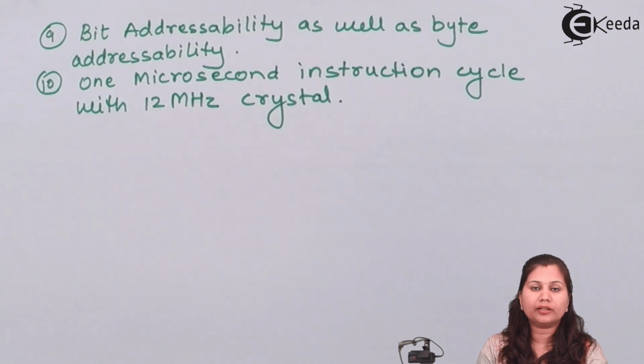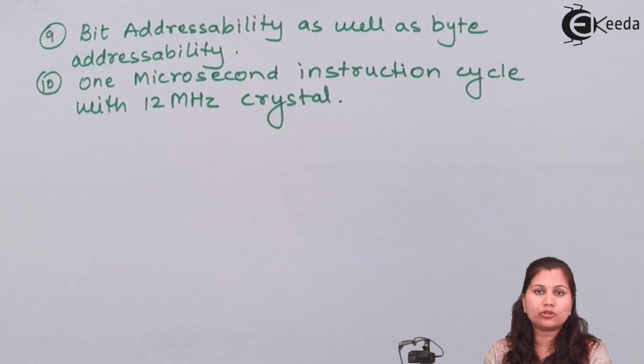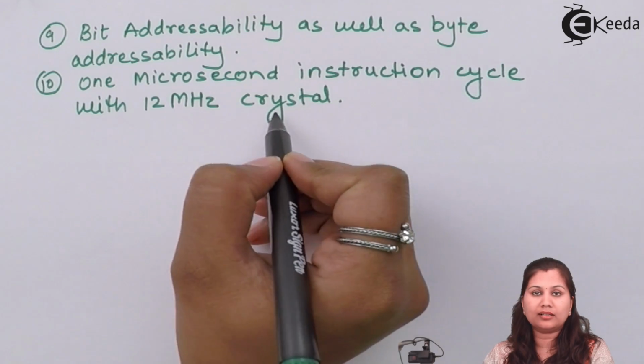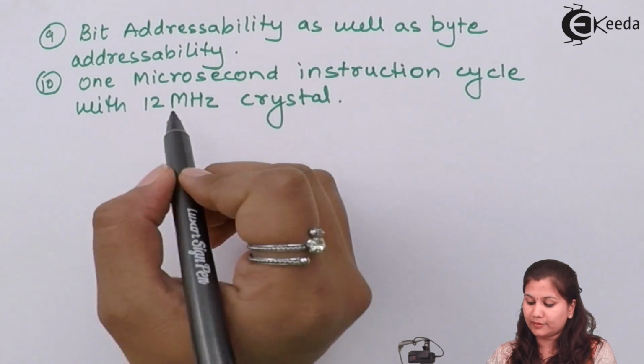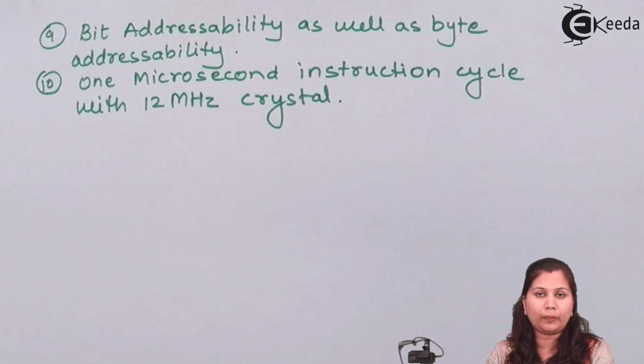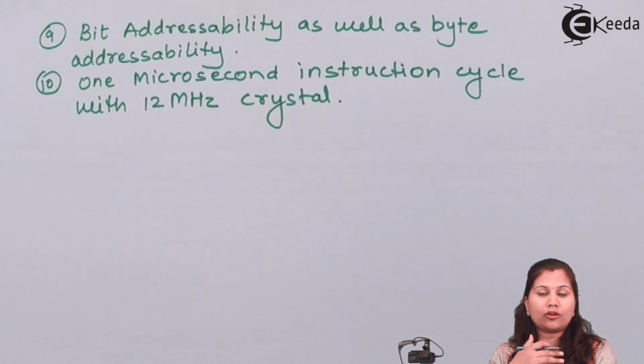In microcontroller, we have the crystal, and this crystal provides the clock frequency to the microcontroller. So in 8051, we have a 12 megahertz crystal, and this crystal will provide the clock frequency, and this clock frequency or clock pulses are used in the instruction cycles.